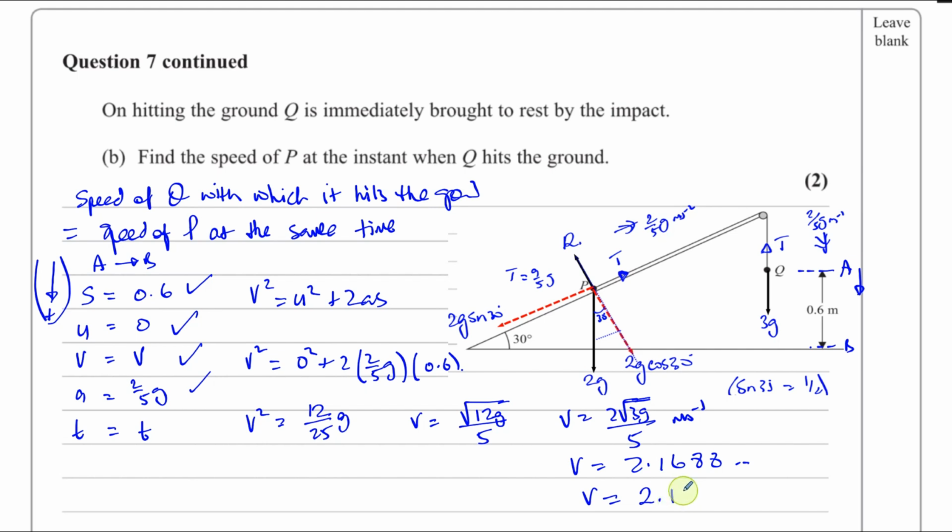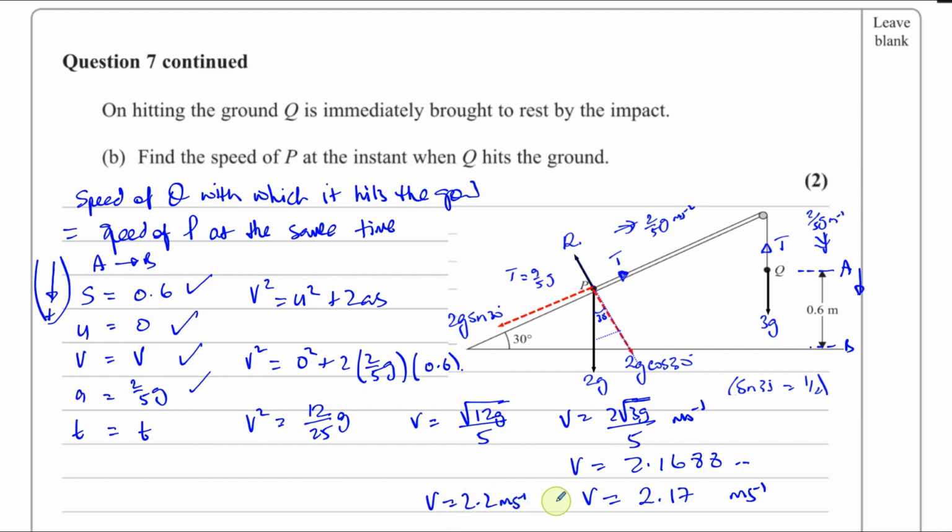That can be written as 2.117. It can be written as 2.2. It can be even left in this form if you want to. All of those are acceptable forms for it to be written down. Okay, so if you write it as 2.2, 2.17, you could write it as 2.2. Why? Because we used G.